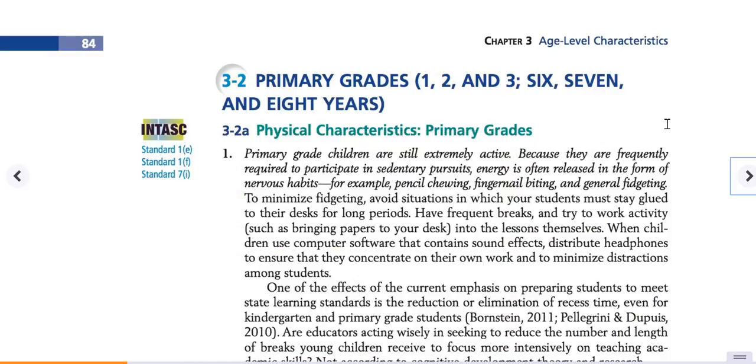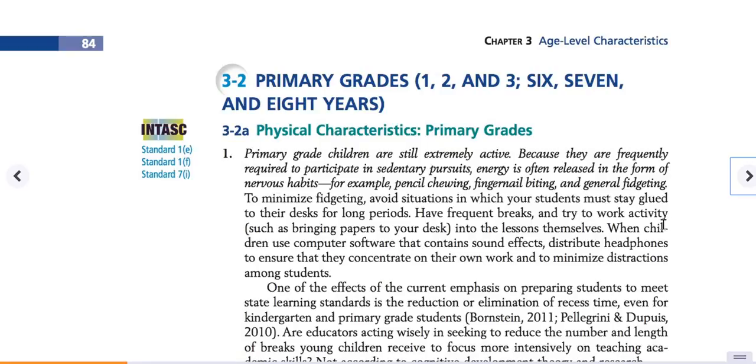Primary grades 1, 2, and 3, ages 6, 7, and 8 years old. Physical characteristics, primary grades. Primary grade children are still extremely active because they're frequently required to participate in sedentary pursuits. Energy is often released in form of nervous habits, for example, pencil chewing, fingernail biting, and general fidgeting.